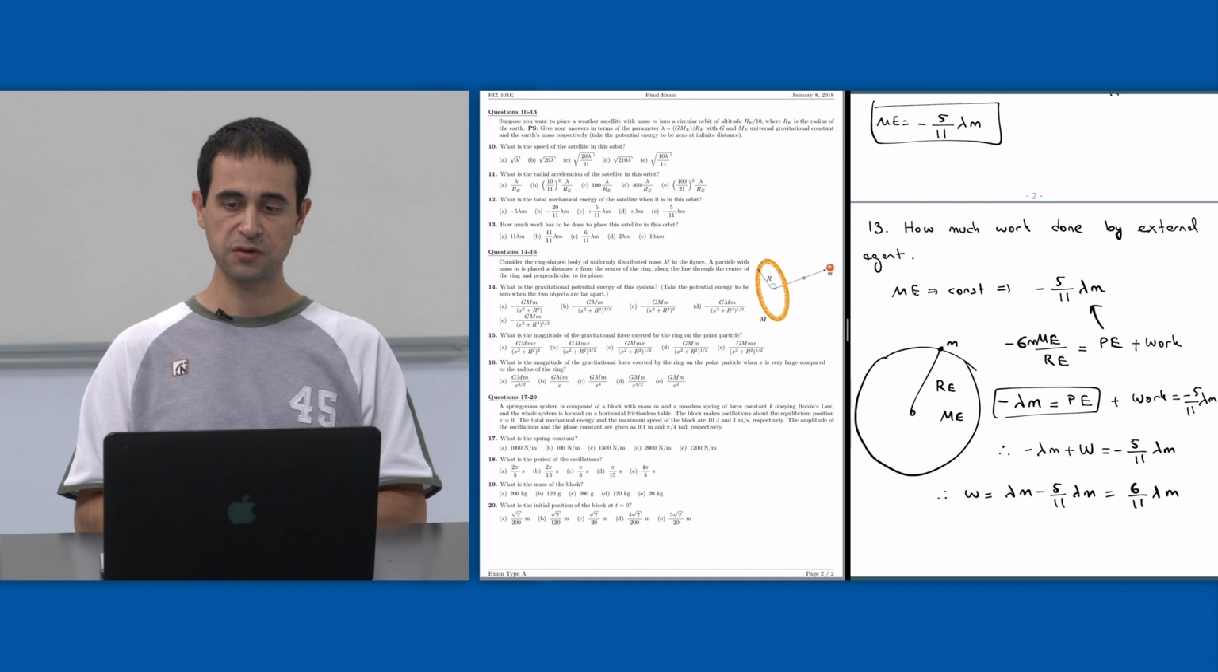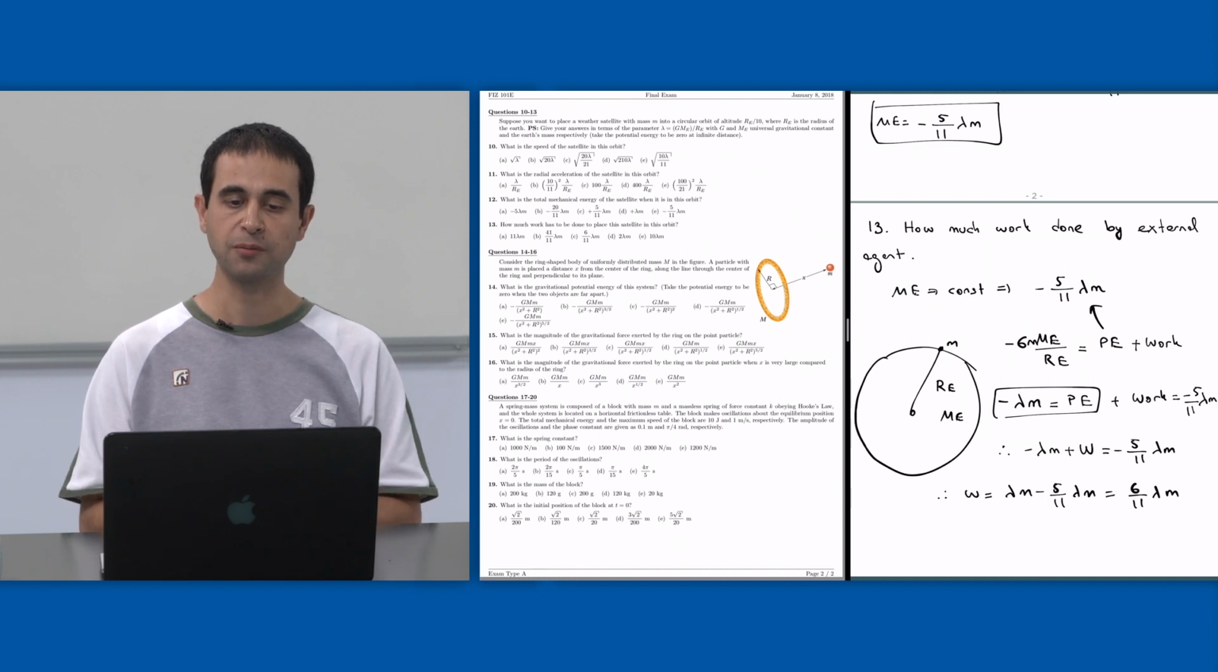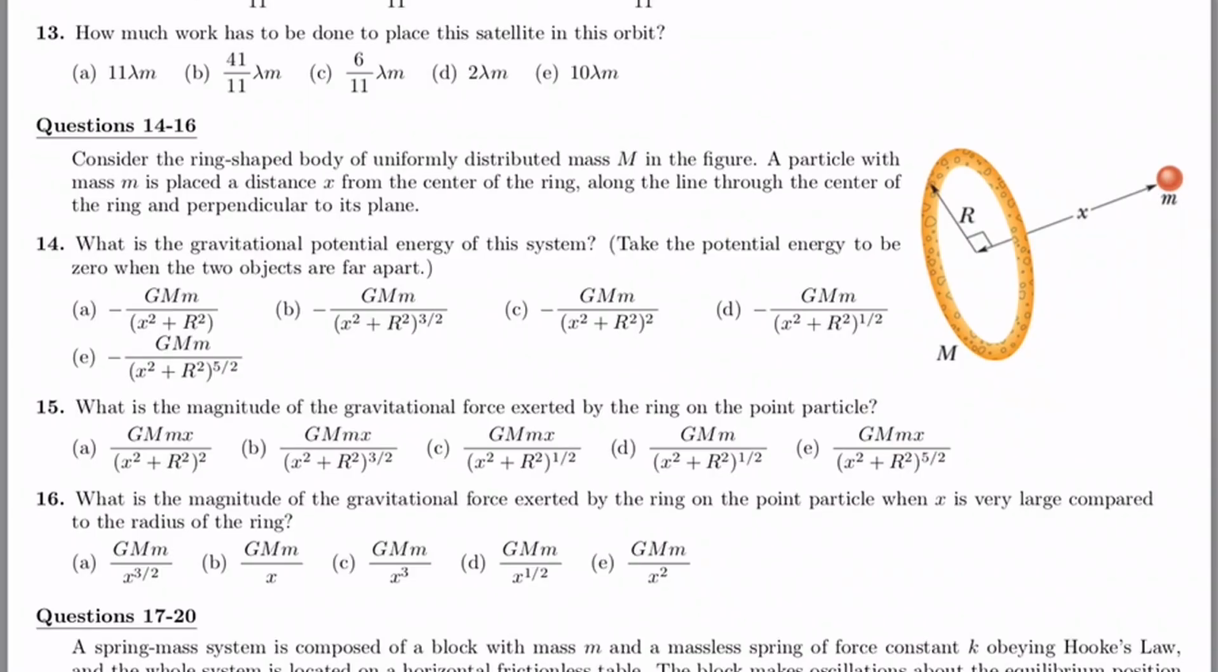Okay? So these are the first 4 problems related to the gravitation chapter of this final exam of January 8, 2018. Now I'm going to solve the other 3 problems, which is another set of problems, questions 14 to 16. So let me read it first.